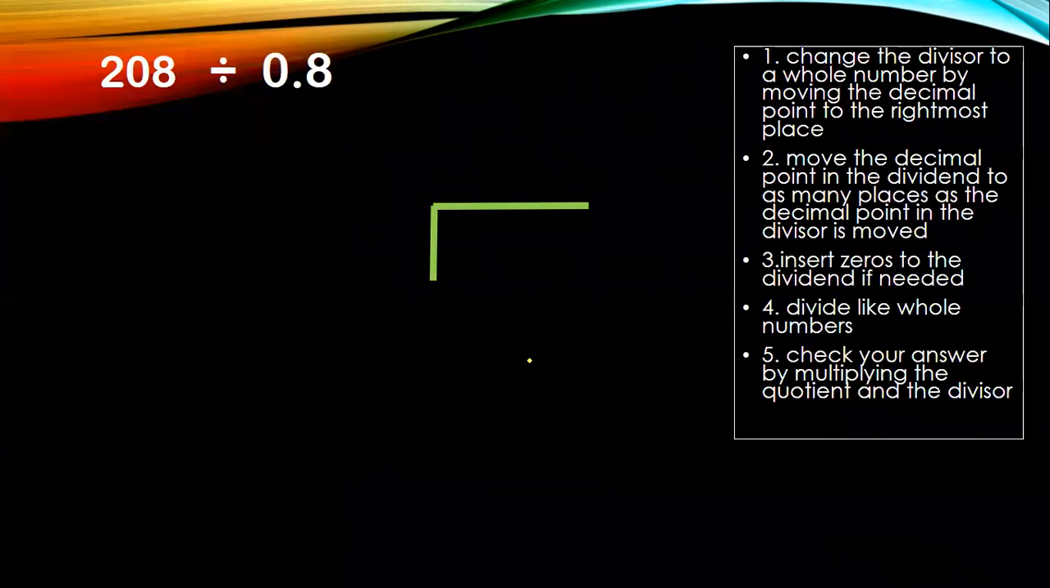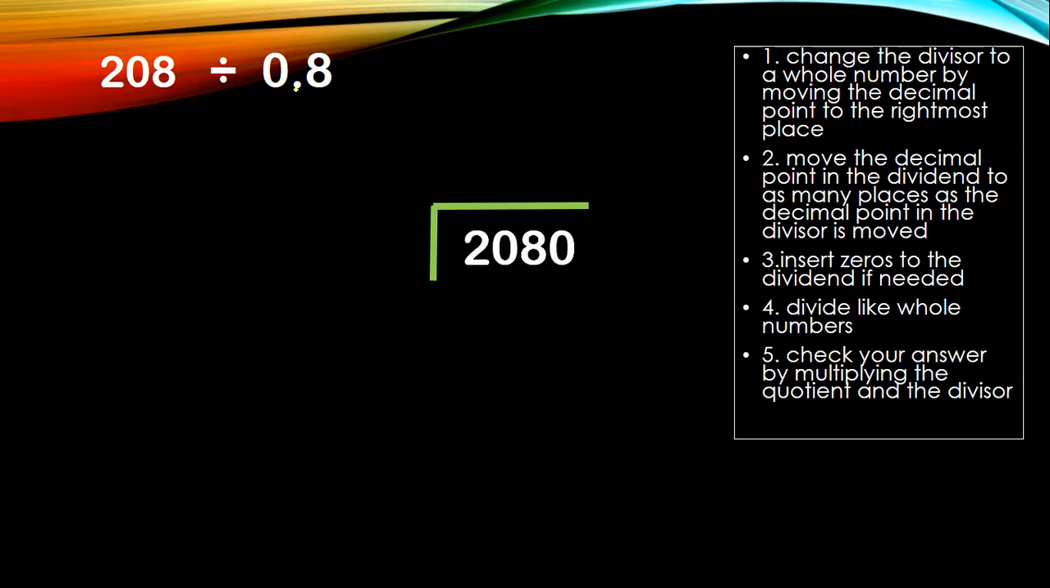Let's start with this one. I have here 208 divided by 0.8, or 8 tenths. The process of dividing a decimal by another decimal is this: First, you have to change the divisor to a whole number. This is the most important thing. The divisor should always be a whole number, by moving the decimal point to the rightmost place. So you have to move the decimal point to the right to make the divisor a whole number.